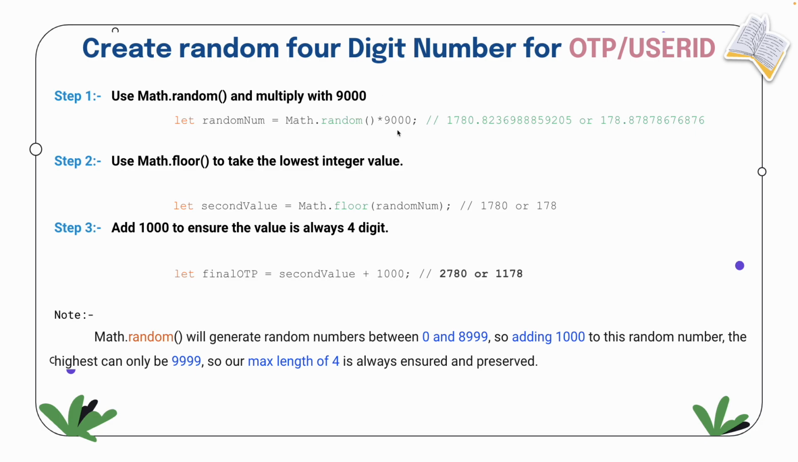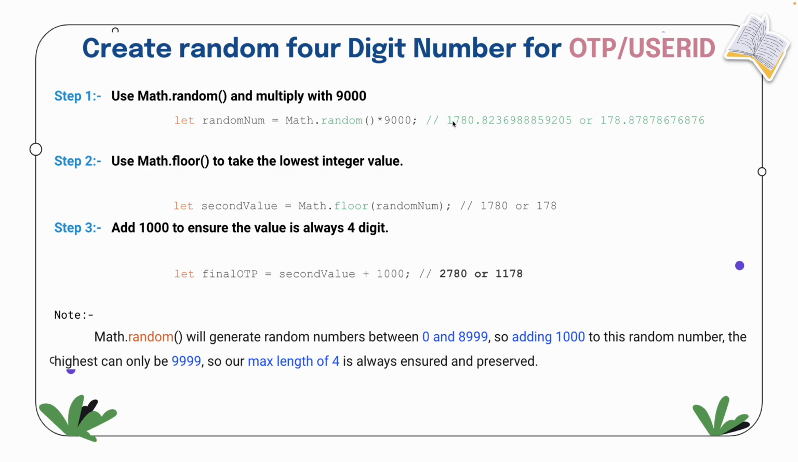But if you multiply with some number, it will give values below that. Like last time we multiplied with 10, so it was giving below 10. If you multiply with 100, it will give below 100. Like that, if you multiply with 9,000, it will give 0 to 8999. So it will give you data from 0 to 8999.